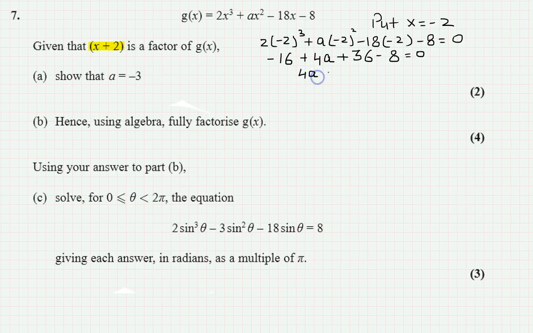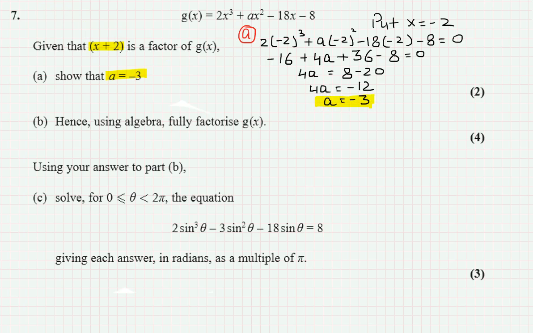So 4a, minus 16 plus 36 is plus 20, minus 8 gives 12, so this is minus 12. So 4a is equal to minus 12. So a will be minus 3. So that is the answer of part A, show that a is minus 3. So we have proved that a is minus 3.